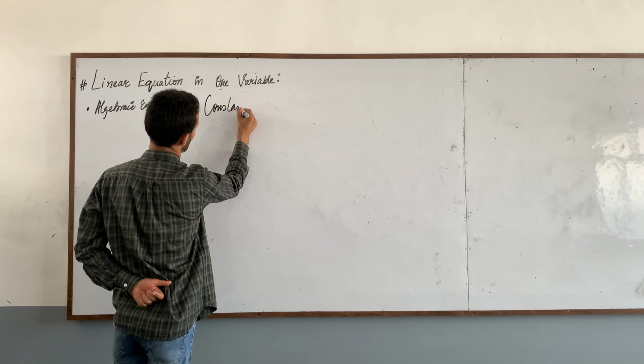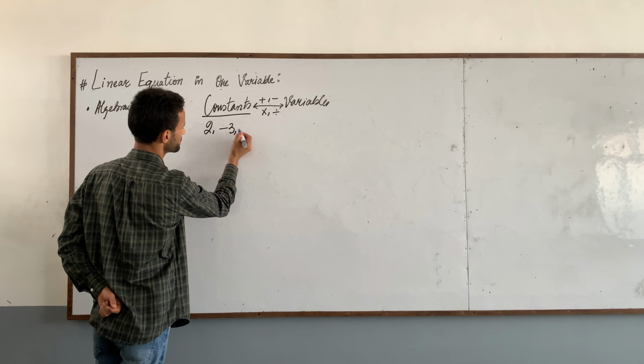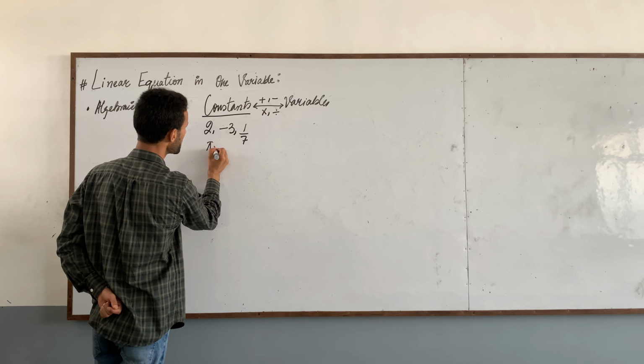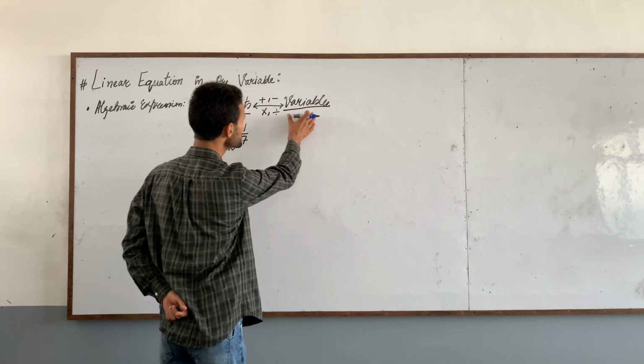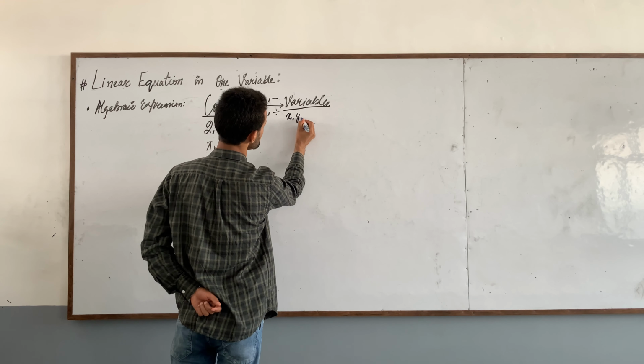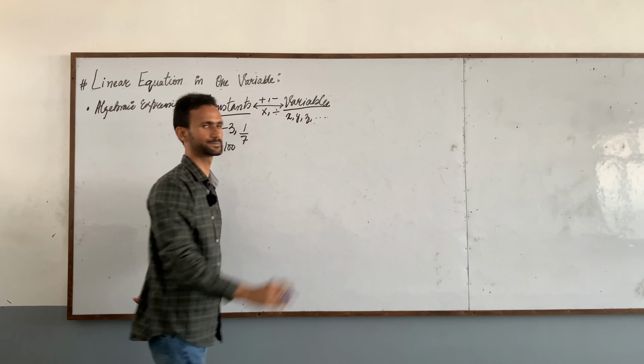Now, what is a constant and what is a variable? The terms that have fixed numerical values are called constants. For example, 2, minus 3, 1 by 7, pi, 100. These are all constants because they have fixed numerical values. Now, what is a variable? The terms that assume different values according to different situations are called variables, right? The variables are generally denoted by small x, y, z and so on.